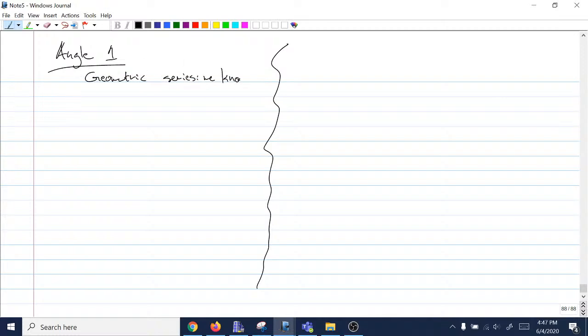Last time we talked about a bunch of series. We're headed towards talking about power series, and there are two directions. Angle of attack 1 is geometric series. We know when they converge, and we know what they converge to. So we can find the power series expansion.